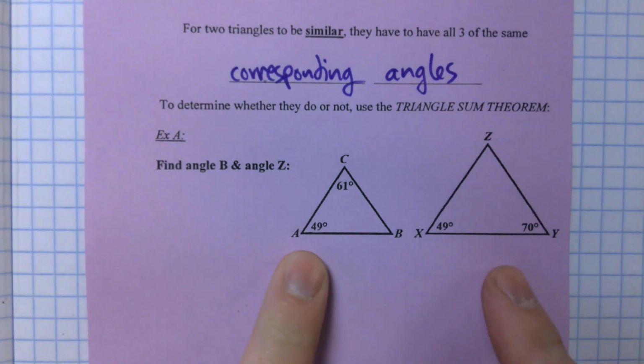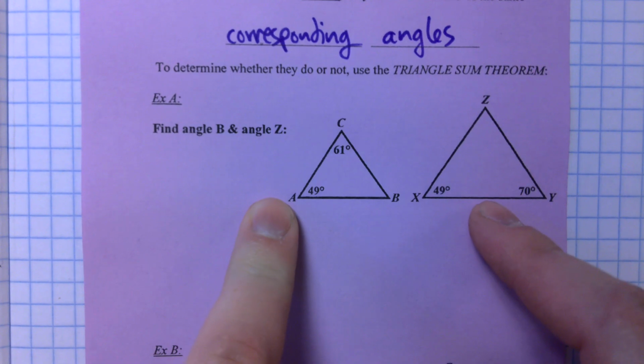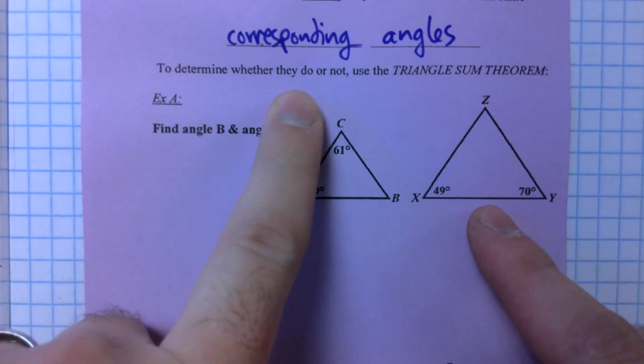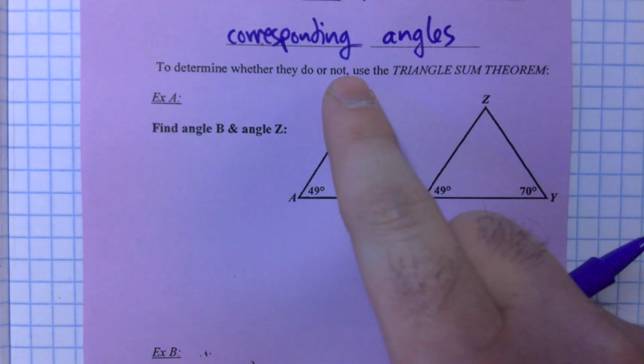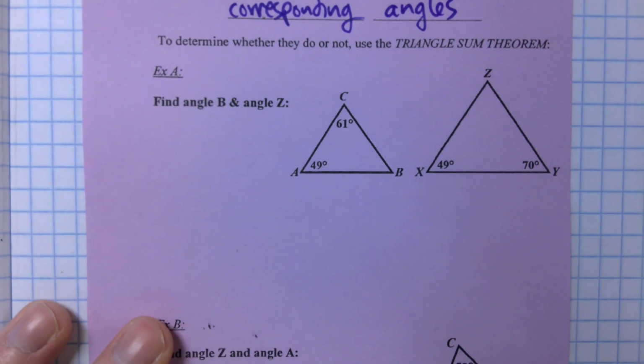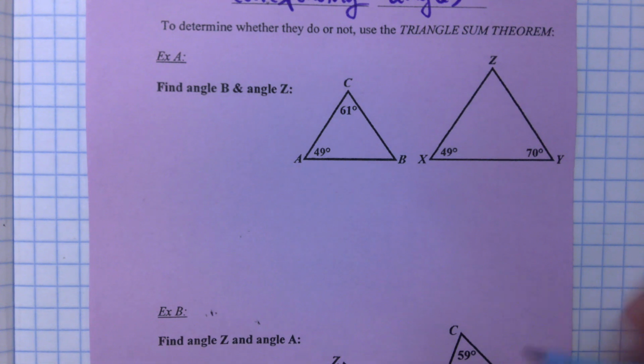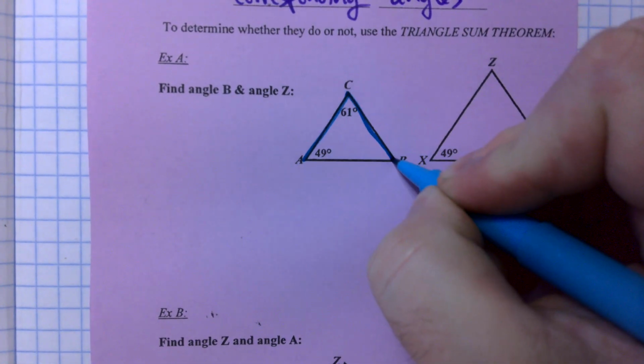So if I have two triangles here, triangle ABC and triangle XYZ, and I want to determine if they are similar or not, we're going to use the triangle sum theorem, which we already know how to do. That's what we talked about on Friday. So I'm going to start with this first guy here. Okay, triangle ABC. I'm going to do it in blue.